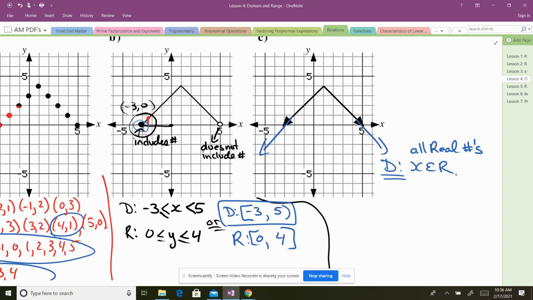Now, what about the range? What's the highest y value? 4, right? And then it just goes down. Does it stop? No. So it's every number less than 4. Yeah, it goes into the negatives. So if it goes into the negatives, do you want the inequalities or do you want brackets? Brackets seem to be the easy one. I'll show both, but the brackets are the easy one.